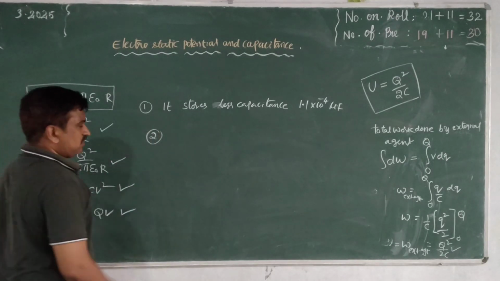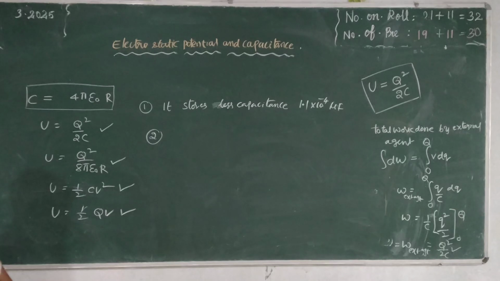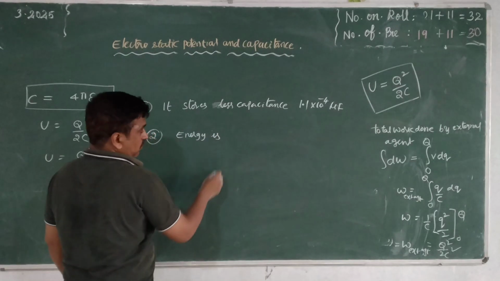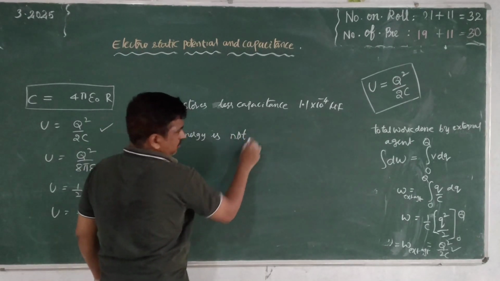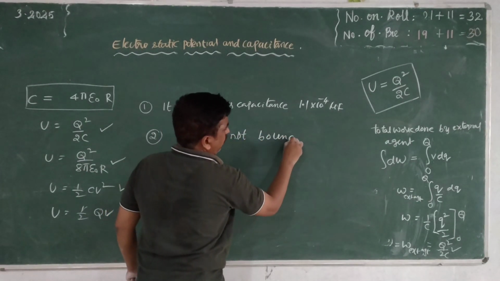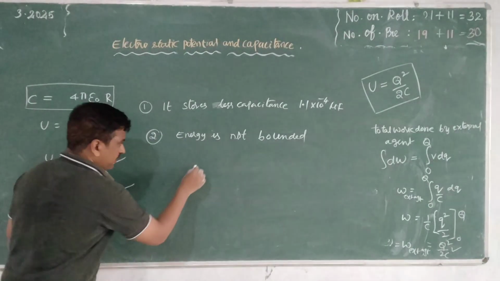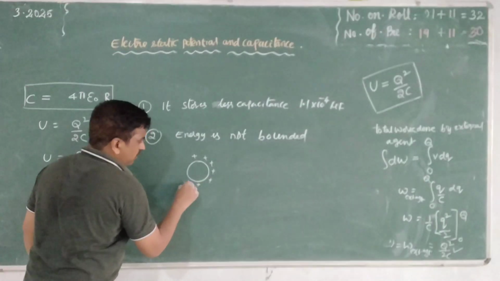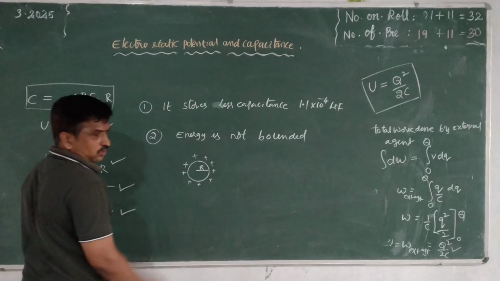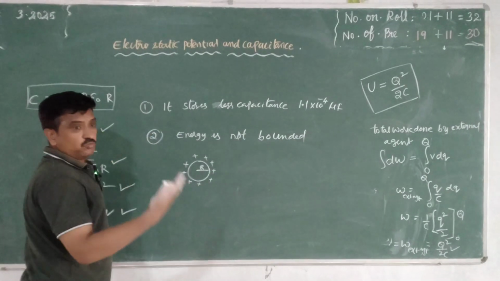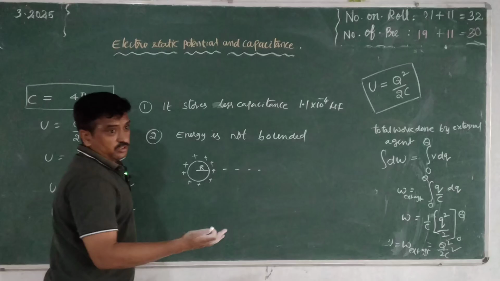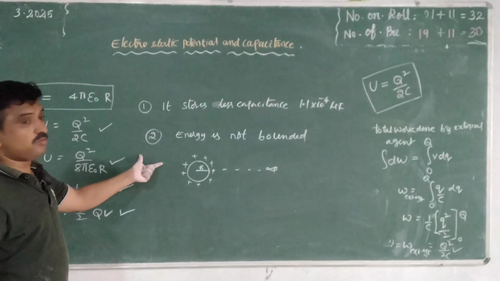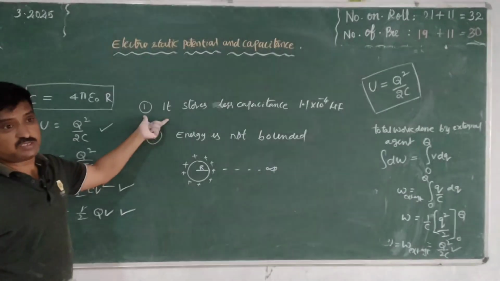Second, in a spherical capacitor the energy is not bounded. Not bounded means, for example, the energy will be stored from the radius at the center outward, and it will be distributed up to infinity. Because of that it is rejected. So why is the spherical capacitor rejected?